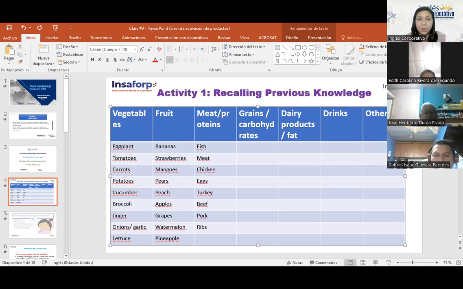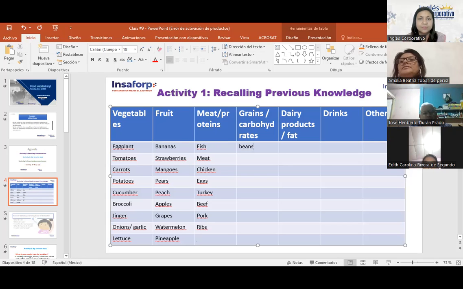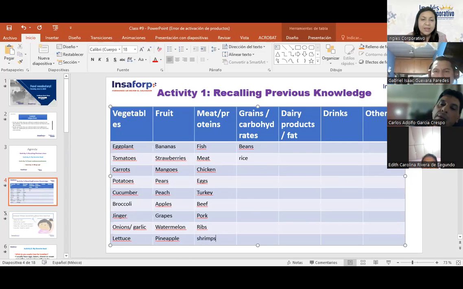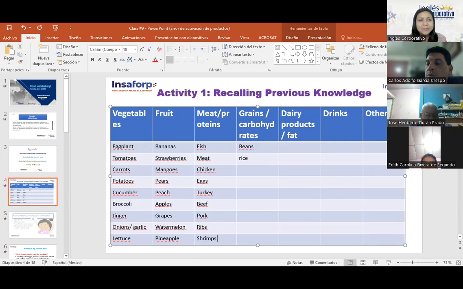Beans. Oh, they could be proteins, right? But we're going to put them here in grains. Grains, carbohydrates, beans. Yeah, they could be carbohydrates or proteins. Rice. Okay, in grains we have rice. One more in meat or proteins: bacon. I would write shrimp because I love shrimp. Do you like shrimp? Do you like shrimp cocktail?